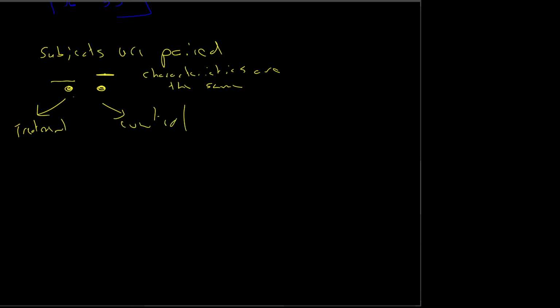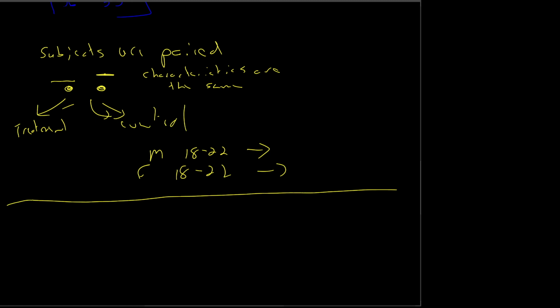And so you pair up subjects as close as possible. For example, male 18 through 22 is paired with another male 18 through 22, female 18 through 22, and so on, and all these pairs create very, very similar structures, and then you can split them and compare them.